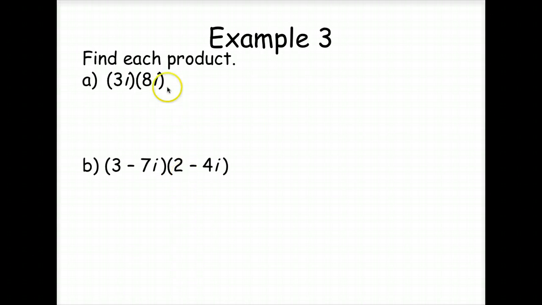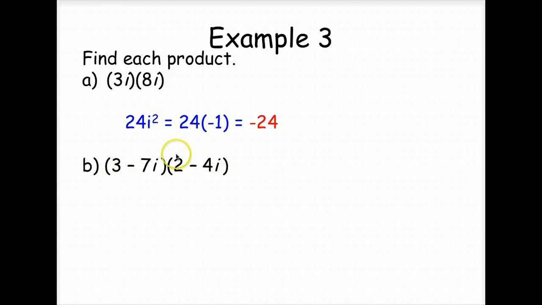And finally, finding the product. 3 times 8 is 24. i times i is i squared. As we learned, i squared is the same thing as negative 1. 24 times negative 1 is a negative 24.